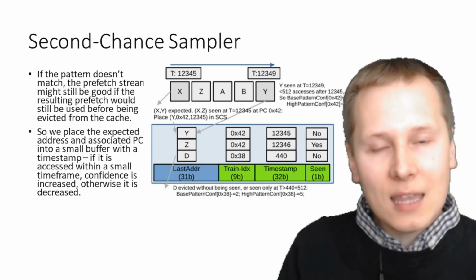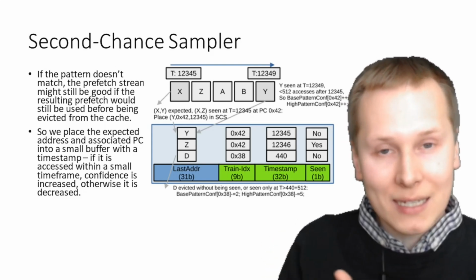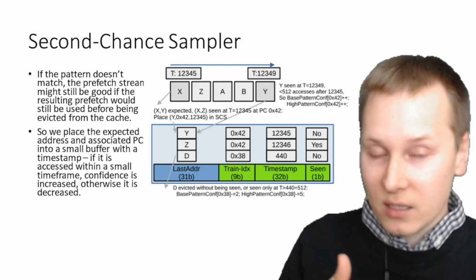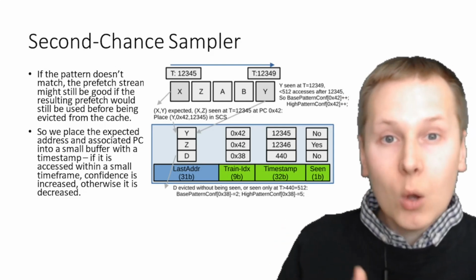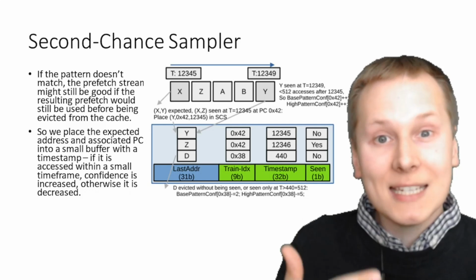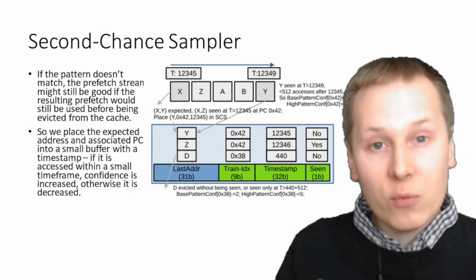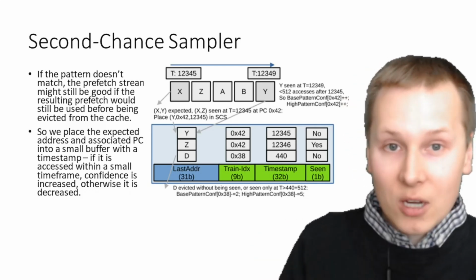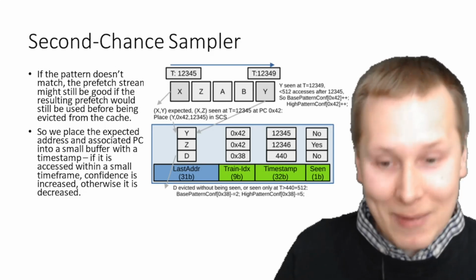And if we see this address that we expected to see in close proximity to when we expected to see it, we can still increment our pattern confidence and still issue prefetches even if we didn't get an exact sequence. It looks complicated, I promise you it's not. Go and read about it.